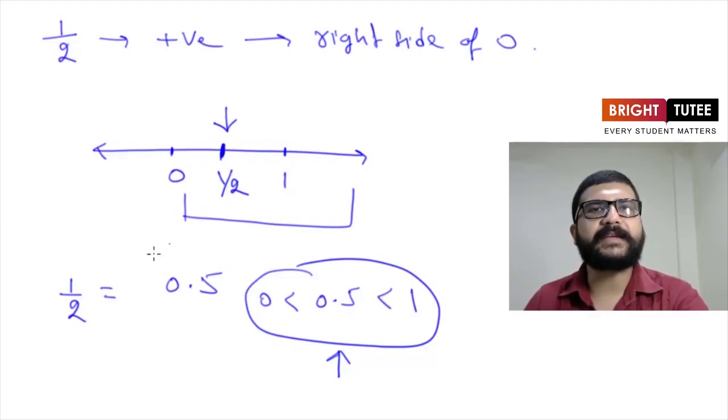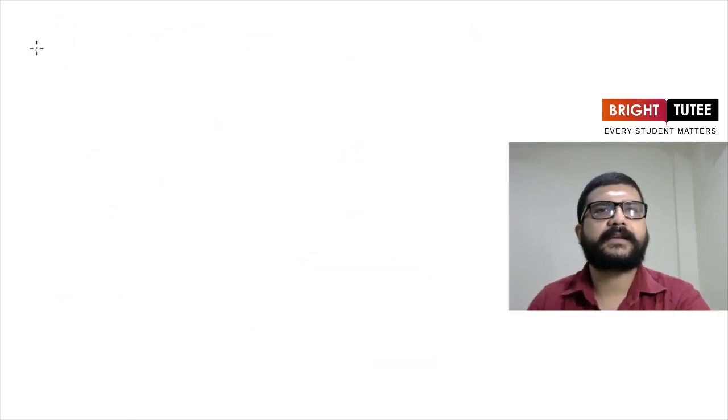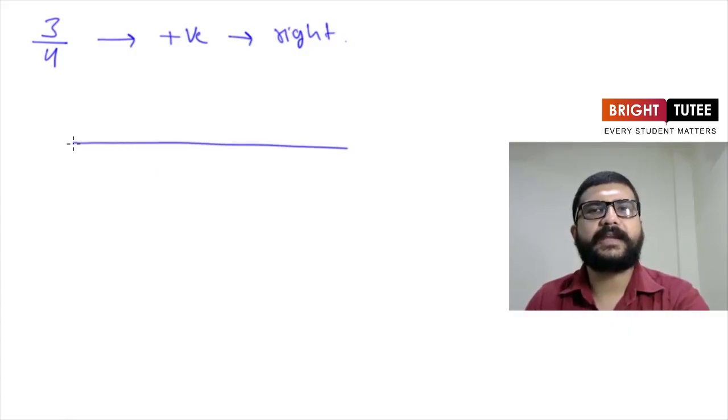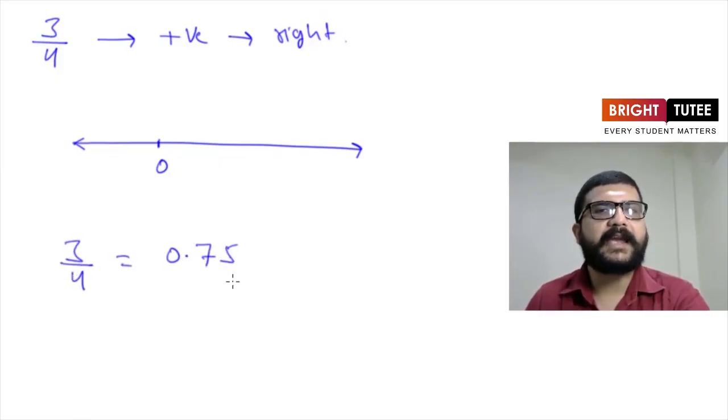Similarly, let's try to plot another number. Let's say we have to plot 3 upon 4. So what do we have to do for that? This time the number is 3 upon 4. First of all, what kind of number is it? It is a positive number. So it will lie on the right side of 0. So let's draw a number line. So here is the number line. Let's say this point is 0. Now between which two numbers is this number lying? 3 upon 4, as we know, is 0.75, and 0.75 lies between 0 and 1.